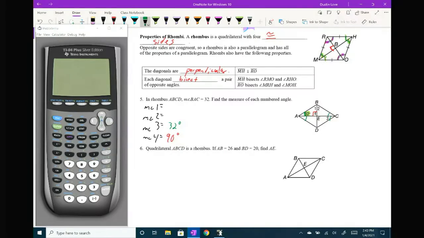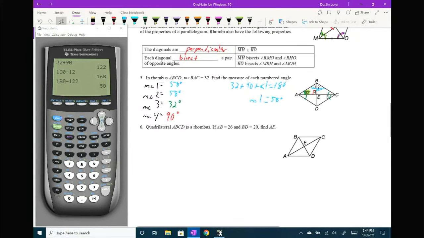Now, to find the measure of angle 1 and 2, they're going to be equal to each other because the diagonal bisects angle ABC. But we're going to use this triangle ABE to find it. So we know that 32 plus 90 plus angle 1 is equal to 180. So we're just going to add 32 and 90, then subtract that from 180. So the measure of angle 1 is just, oh, I messed up there. 180 minus 122 is 58 degrees. And both of those are going to be 58 because they are congruent.